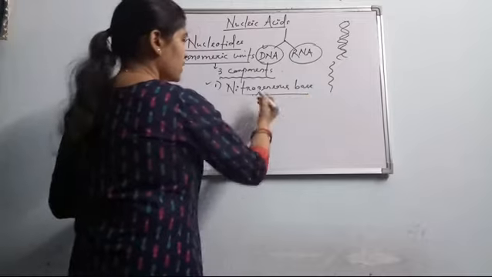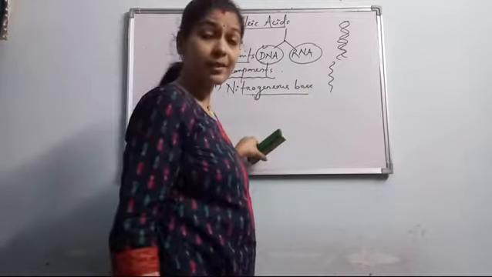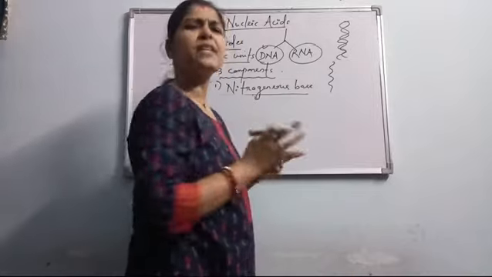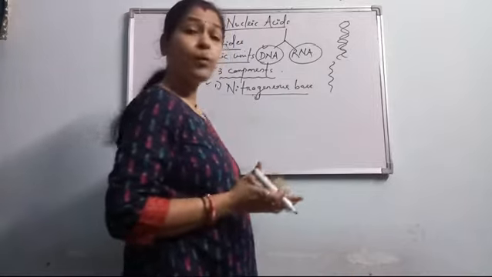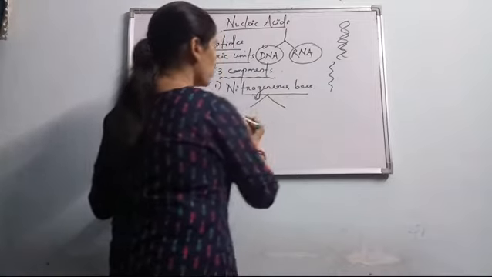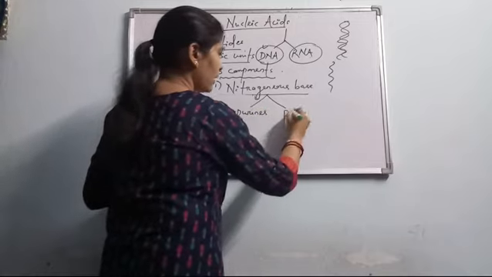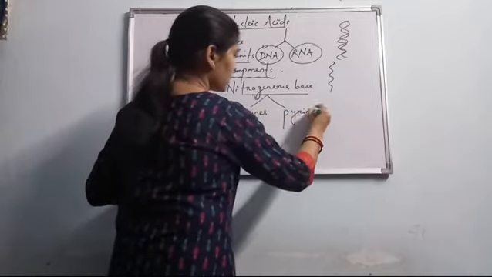Nitrogenous bases. Why the name nitrogenous bases? These are heterocyclic bases, meaning different cyclic structures are there. And how many different types of nitrogenous bases are there? Nitrogenous bases are of two types, purines and pyrimidines.